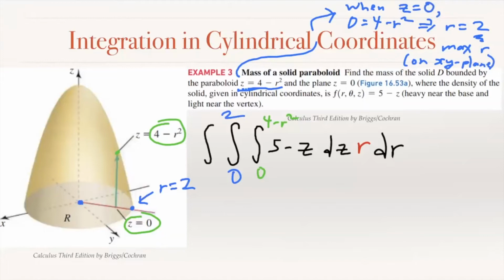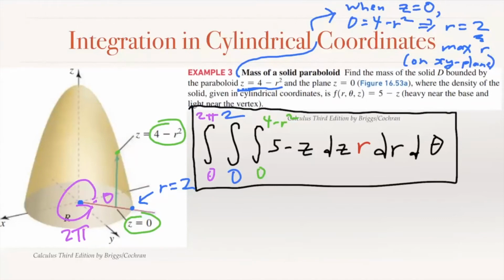Okay, and then we integrate that d theta. What are our theta bounds? Well, we're swiveling all the way around. That's a full 2 pi revolution. So 0 to 2 pi. So that is our triple integral to evaluate the mass of this shape given this density function. So that's the setup. It's not too bad.